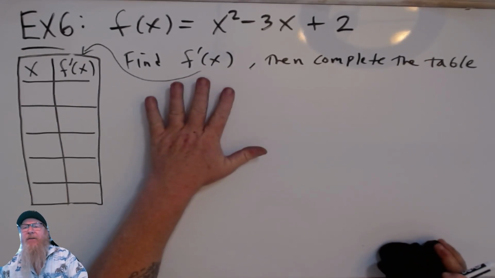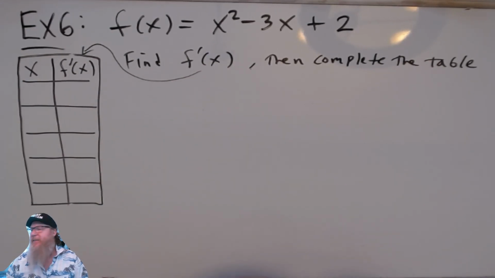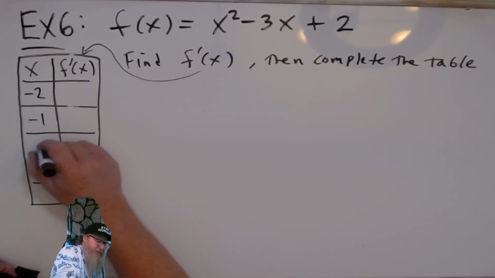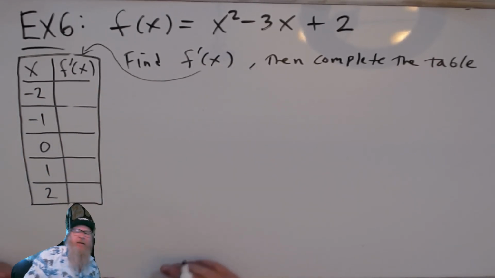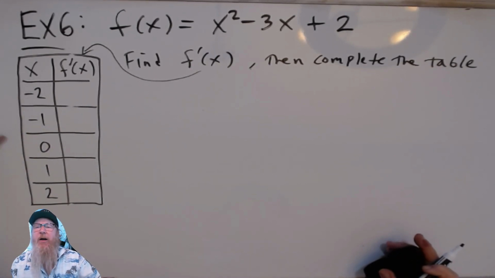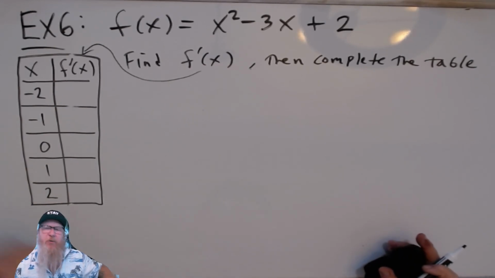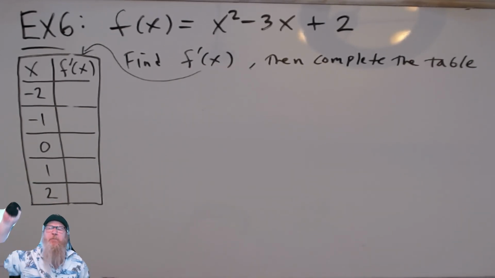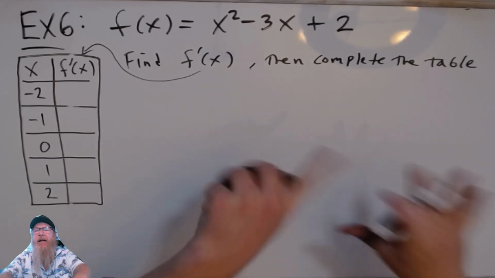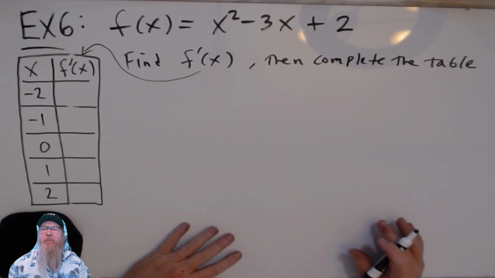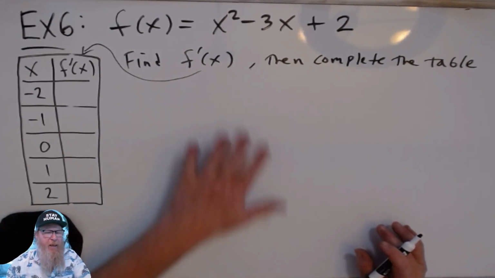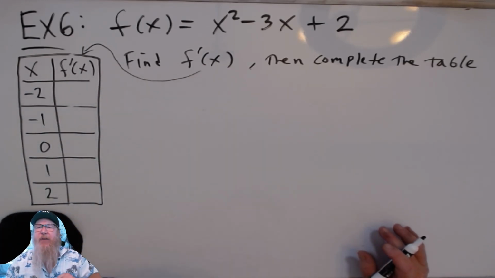This is a derivative table. So after we have the derivative, we're going to complete this table. I'm just going to pick 5 very simple numbers. I sometimes refer to this as a spread. Yeah, -2, -1. So you got 2 negatives, 0, and then 2 positives. You can do a larger spread if asked, but this is usually sufficient. And when I break out my graphing plane, it'll be easy to visualize what this looks like. Before we can complete the table, we need to find the derivative.